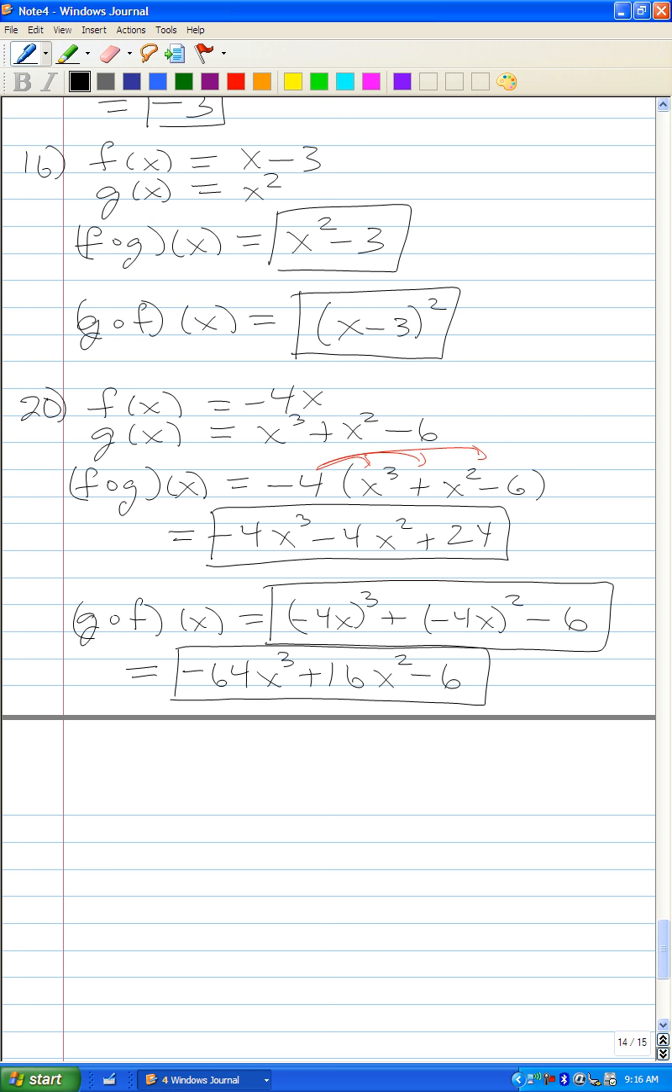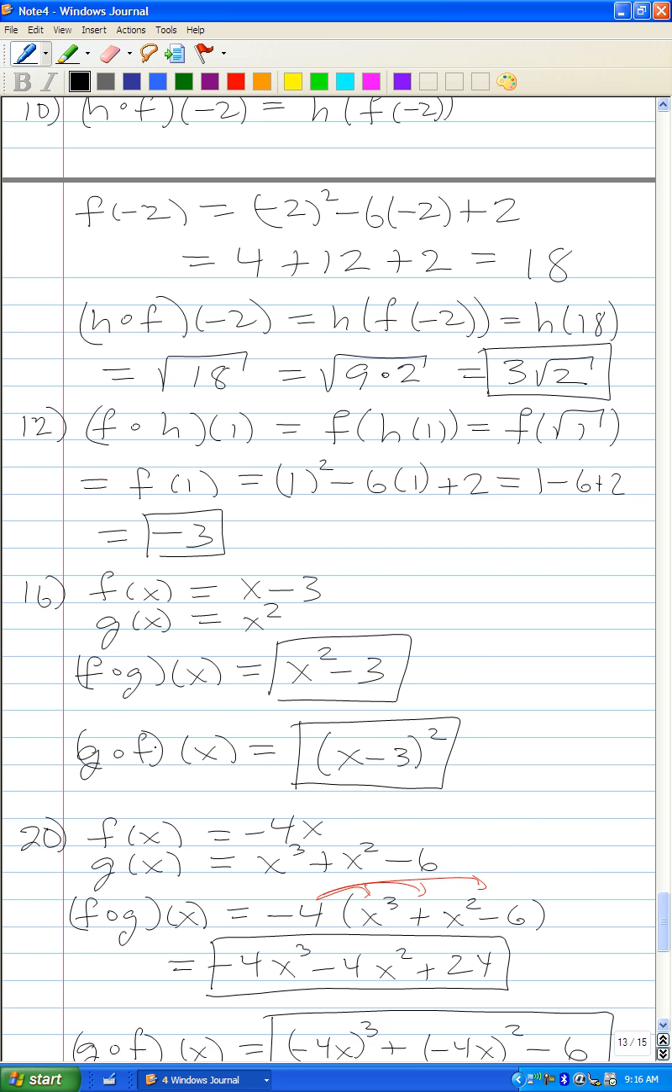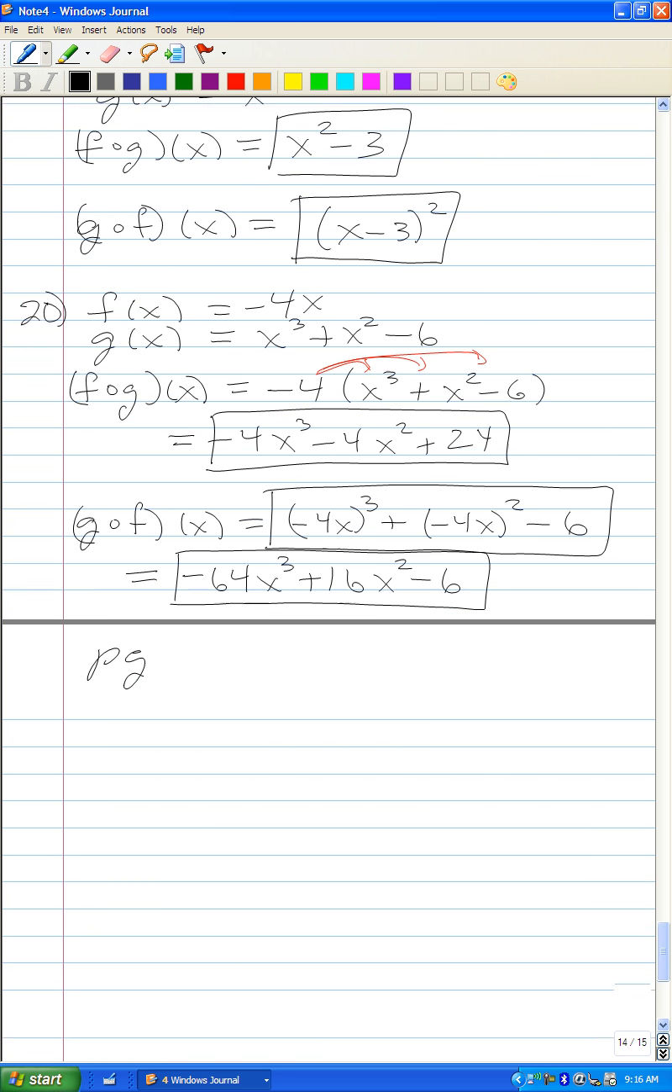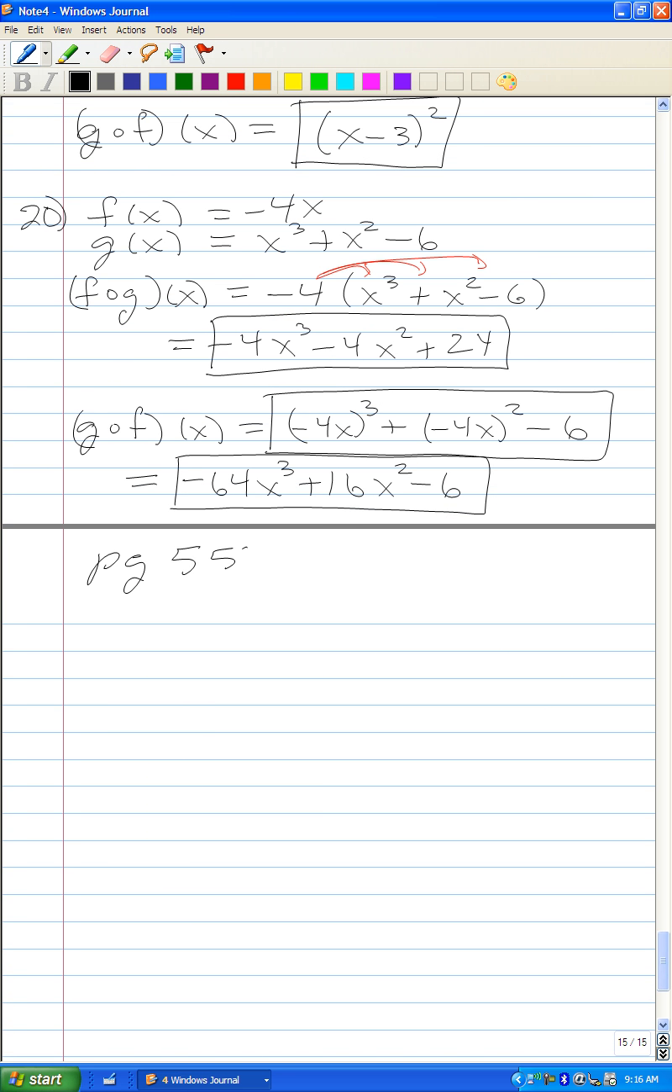So that finishes off section 9.1. Let me go on to section 9.2. Page 551, problem 34. Find the inverse of each one-to-one function.